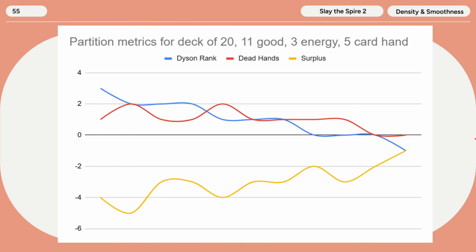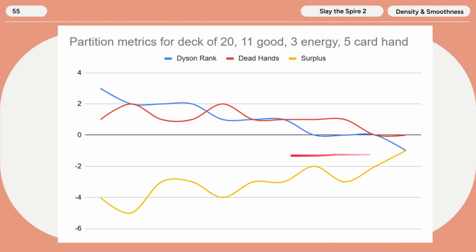So these are the partition metrics for a deck of 20 cards with 11 green cards, 3 energy and 5 card hands. So the blue line here is the Dyson rank. The red line is the number of dead hands that permutation of cards has. And the yellow line is the surplus, the amount of energy that you play on basics like strikes and defend. Or, to put it the other way around, the amount of energy that you get to play on quality cards, except the surplus is negative, so you're missing playing quality cards.